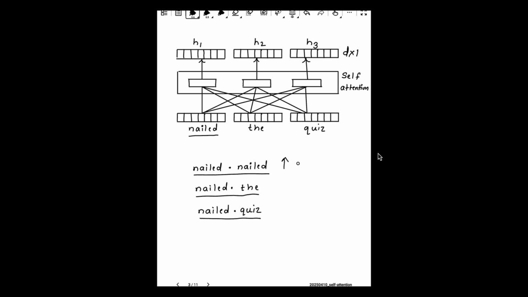Probably nailed and nailed because it's the self dot product. But that's trivial. It just tells us the word is most similar to itself, which isn't very helpful for understanding the overall context. To make this more meaningful, researchers proposed using different roles for the word we are focusing on and the word we are comparing it to. What are these roles?